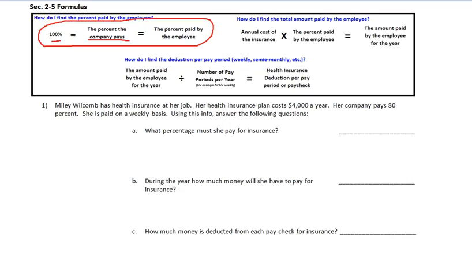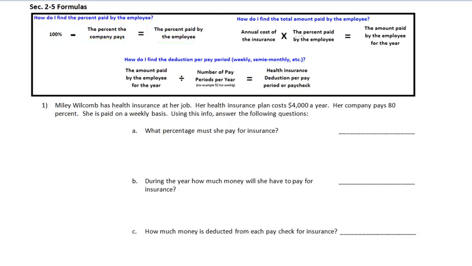Now, I want to draw your attention to this. The percent paid by the employee should come up as a percent. Don't change it to a decimal. This is one of the few times I ask you to leave it as a percent for now. We may change it in a minute, but for this problem, step 1, you leave it as a percent.